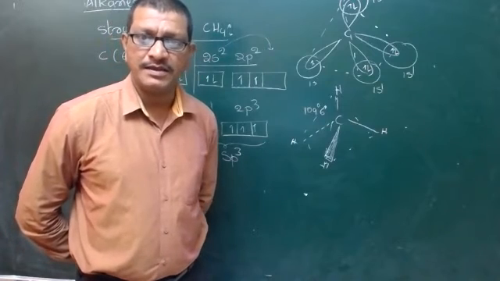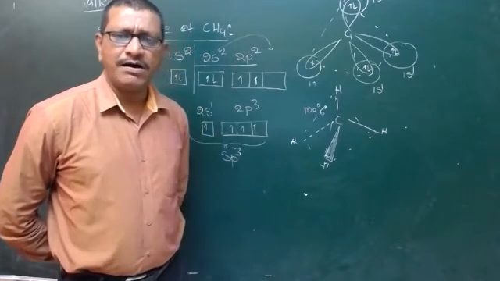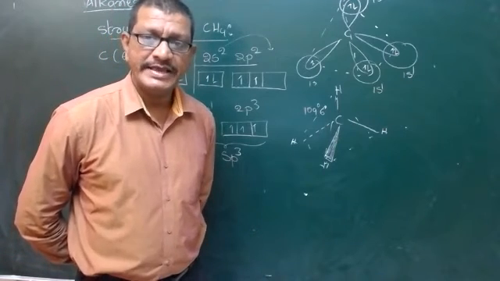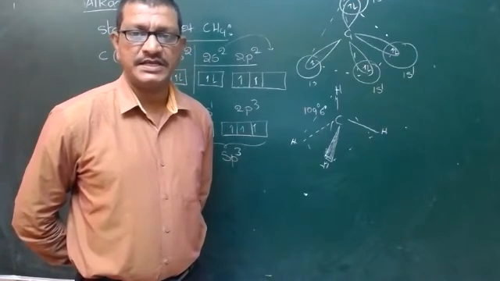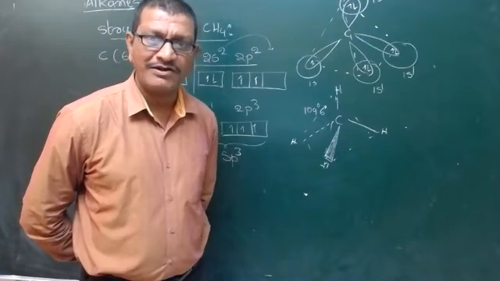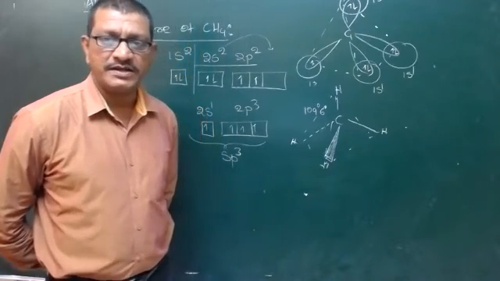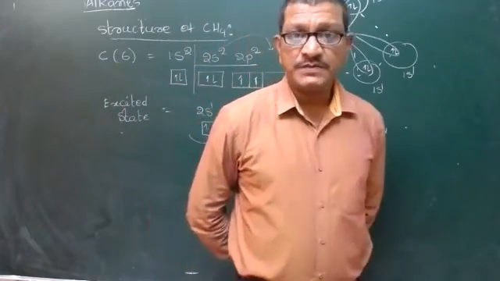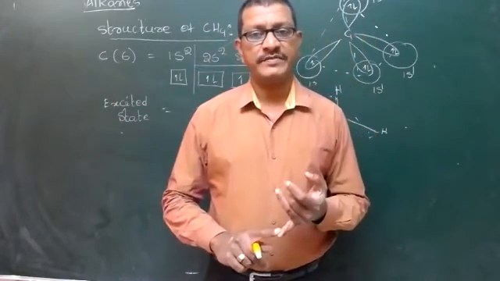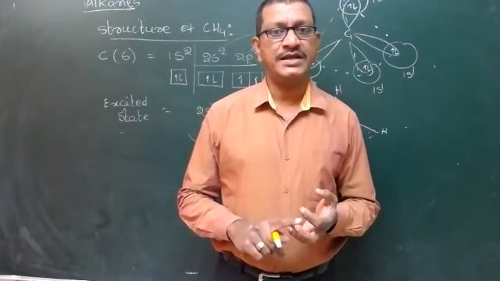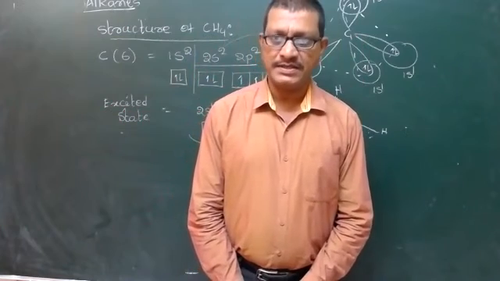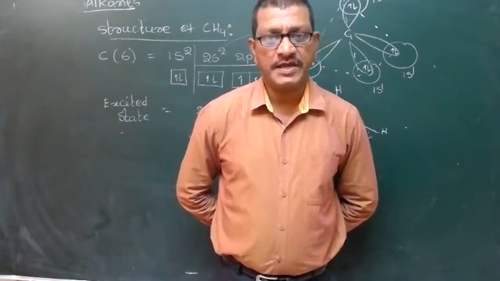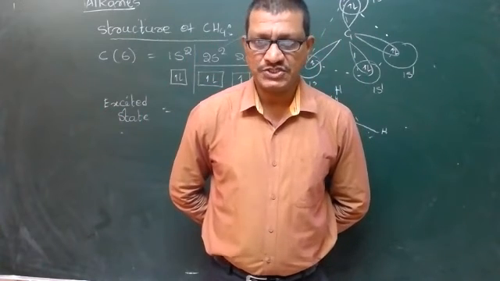Not only in methane, in all alkanes, all carbon atoms are involved in sp3 hybridization. The bond angle is compulsorily 109 degrees 28 minutes, and the geometry is tetrahedral. This is the explanation of structural information, isomerism, and general information of these alkanes. The remaining part, physical properties and chemical properties, will be discussed in the next session.